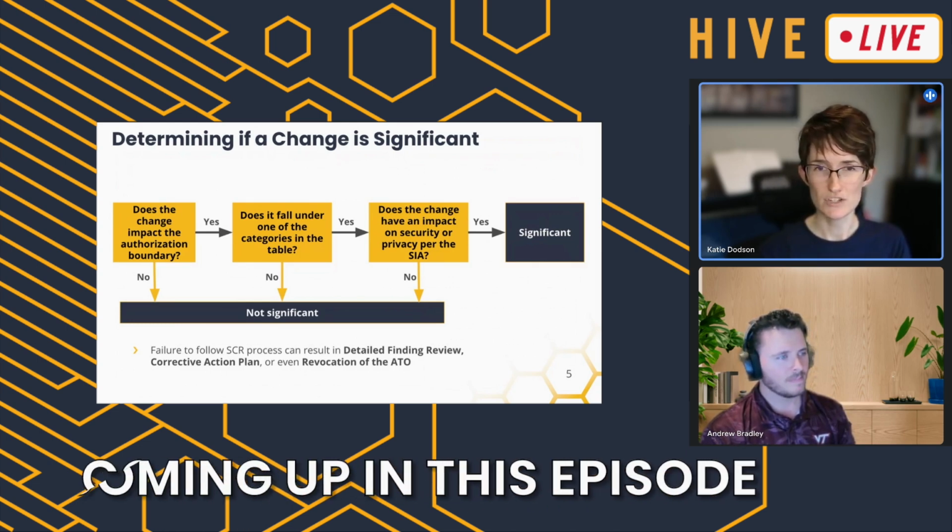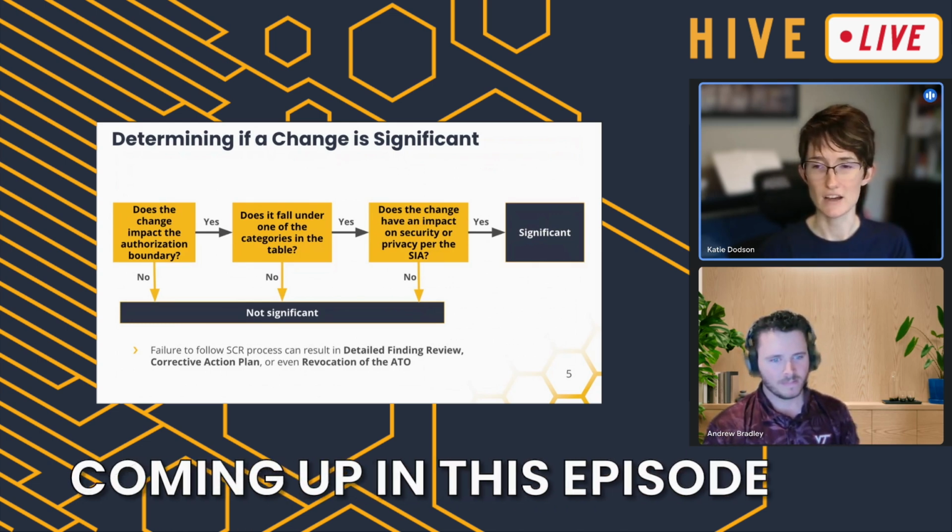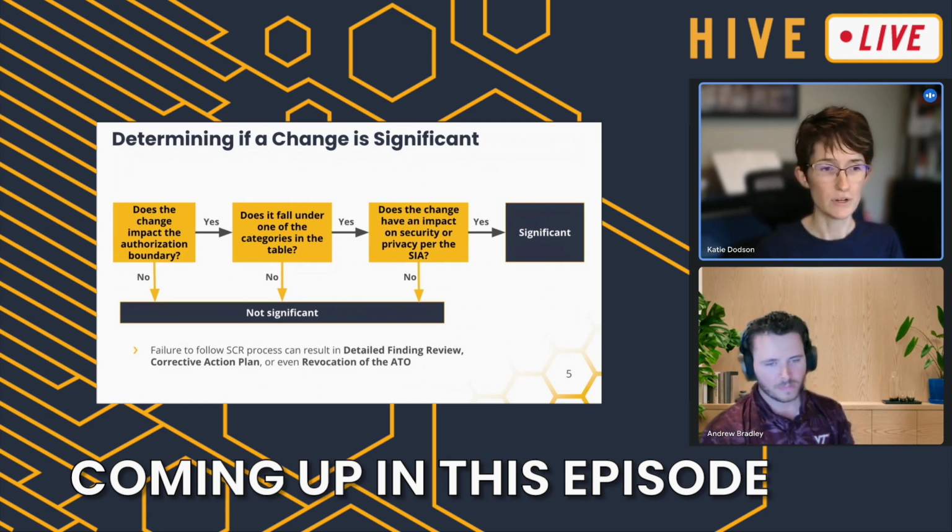The first and easiest question here is, does it impact the authorization boundary? Second question, does it fall under one of the categories that we just talked about in that table? If it doesn't, it's likely not significant. The next step is conducting that security impact analysis.